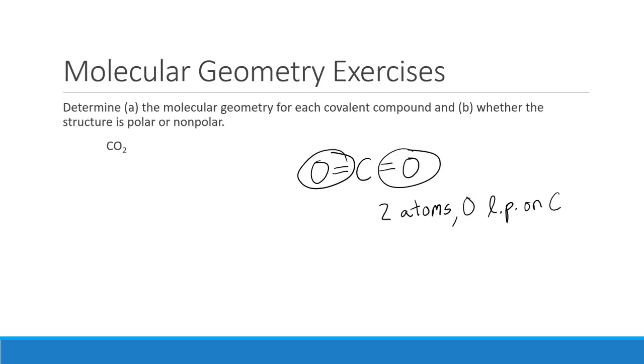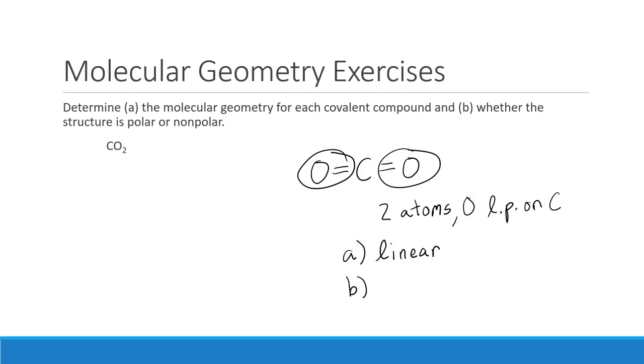So if we have 2 atoms and 0 lone pairs, just by looking at the picture, the molecular structure or the molecular geometry is linear. Okay, now keep in mind it's not going to be linear if there are lone pairs on that central atom, but if there aren't, 2 atoms, 0 lone pairs is a linear structure.